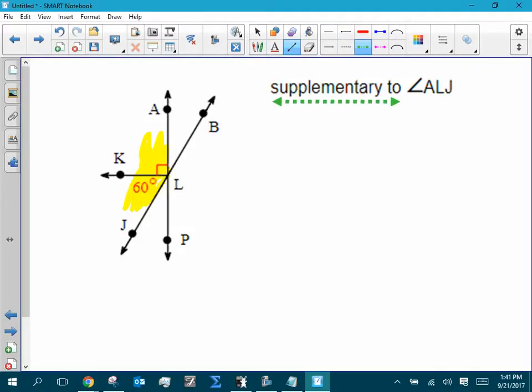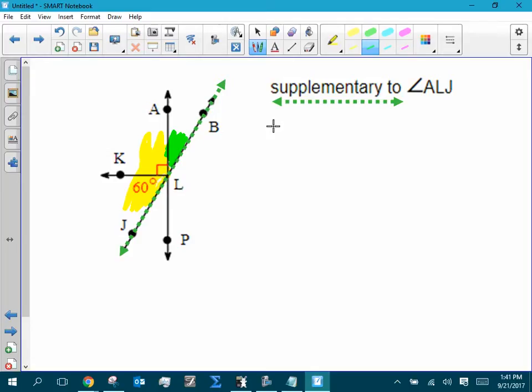Supplementary means they have to add up to 180, right? Well, one way of doing this is to remember that 180 visually is a straight line, correct? As an angle, okay? So if I'm looking at that line right there, what angle do I have to add to that, going from all this yellow, plus what will give me that green line, and it should be that angle there. Does that kind of make sense? Those two angles added together should give me 180.